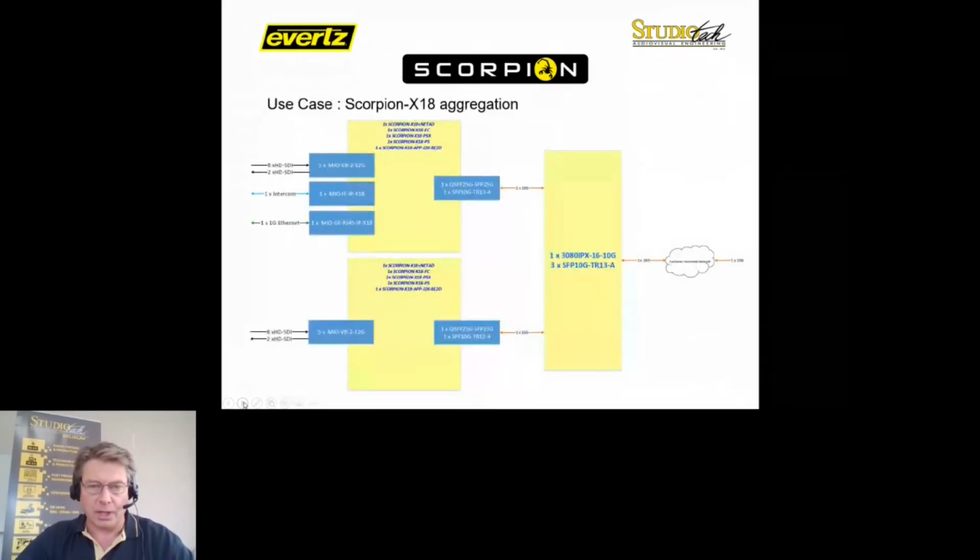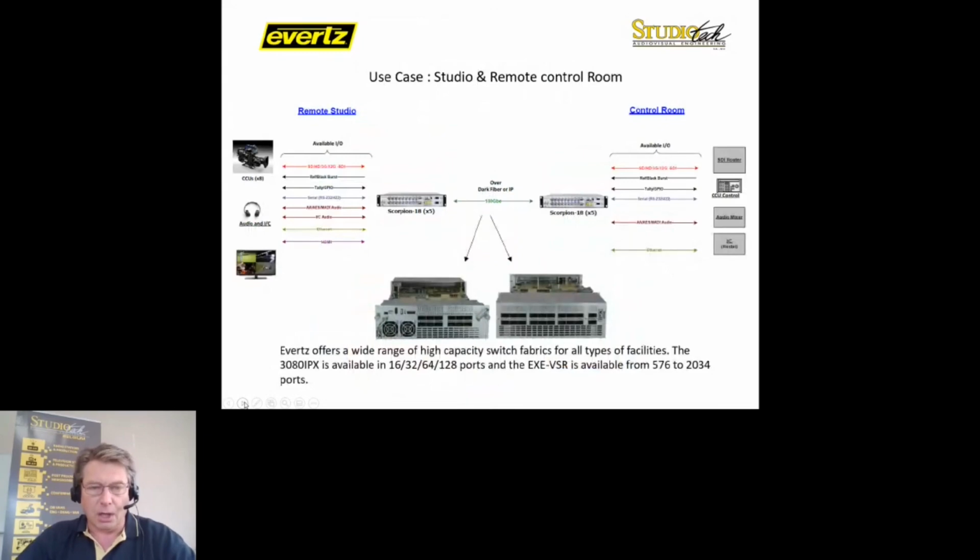There are some use cases that I would like to discuss with you, showing how you can aggregate Scorpion X18s like you see in the drawing. We can, for example, have a use case where there's a remote studio with all these interfaces transferred over dark fiber or IP, or you can go to an Evertz IP switch to be able to use a control room for multiple studios, for example.